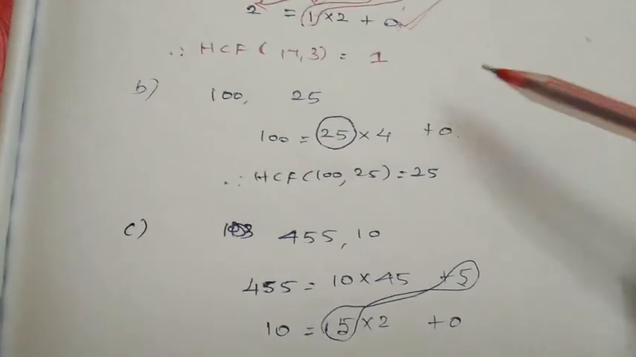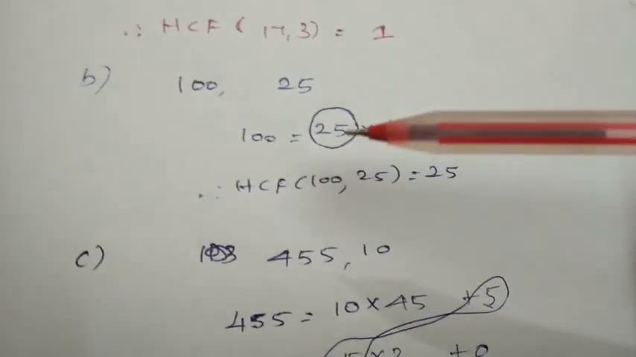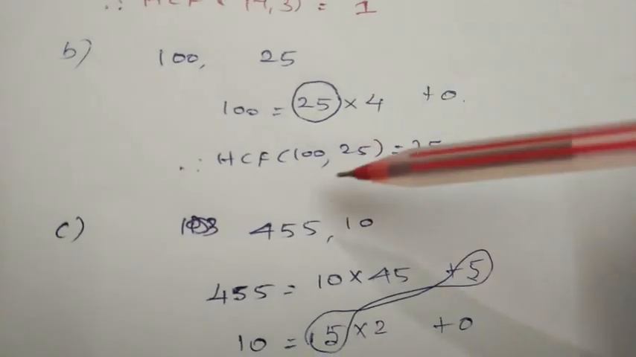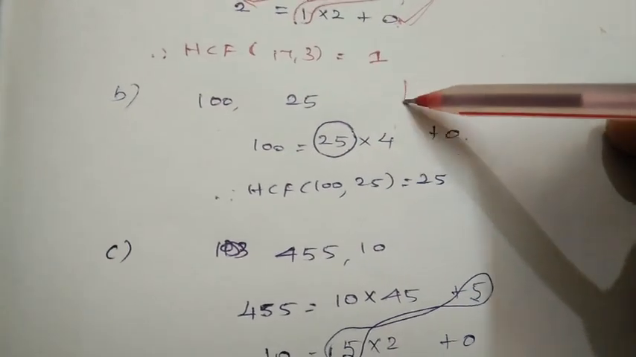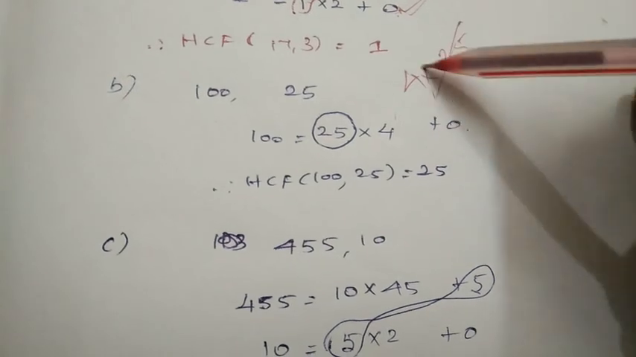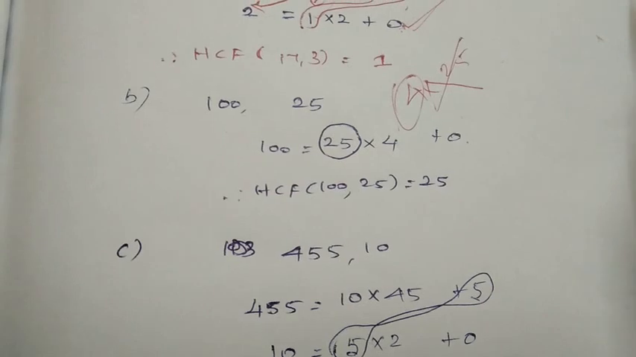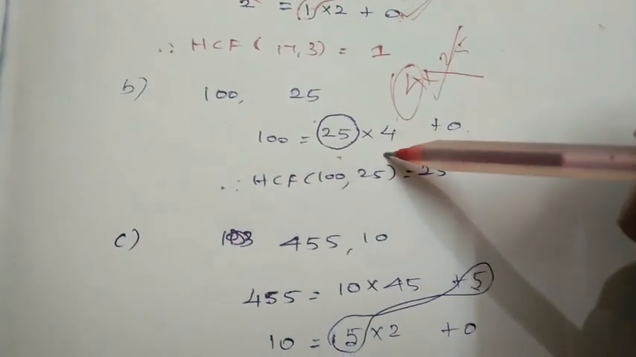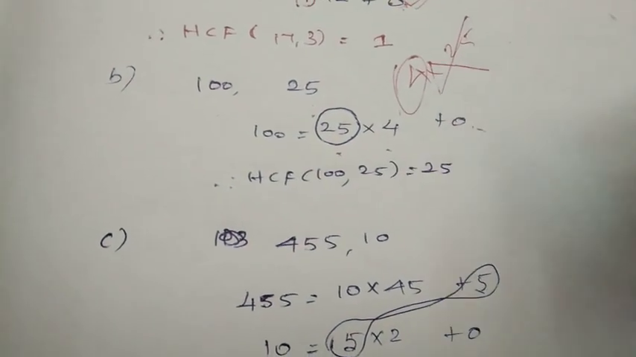So 100 equals 25 into 4 plus 0. You got 0, no? So 25 into 4, that first number. Don't write it as 4 into 25. If you write it that way, this 4 becomes the answer, and that is a confusion. So always write the divisor first, then the quotient, plus the remainder. Maintain this order.